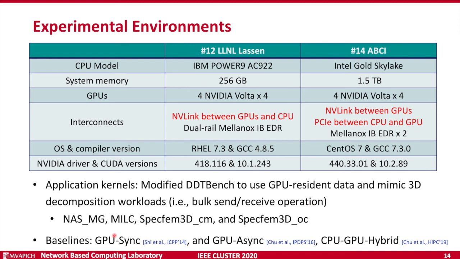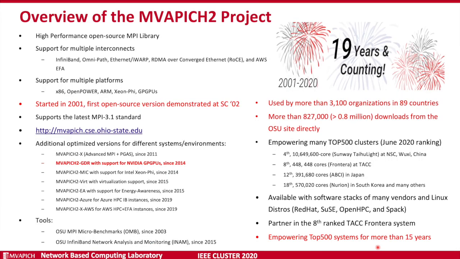For the baselines, we are comparing our design against the GPU sync design that I just mentioned, where you have an optimized kernel but do the synchronization explicitly, and an async design. And in our earlier HPC paper, we had this CPU-GPU hybrid version, meaning sometimes you use the CPU to do packing and unpacking, sometimes you use the GPU. All of these were implemented in the MVAPICH2 project, specifically in the MVAPICH2-GDR library. This has been powering a lot of applications, also on the Top500 clusters. Please check out the website for more details.